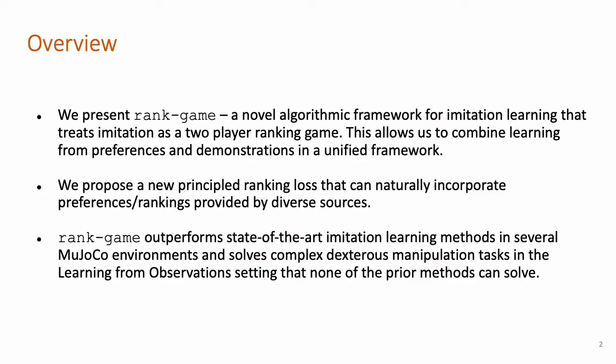We begin with an overview of our work. In this work, we present RankGame, a new framework for imitation learning that allows us to combine learning from preferences and demonstrations. This framework treats imitation as a ranking game for which we propose a principled ranking loss. Finally, we demonstrate that our proposed method outperforms state-of-the-art imitation methods in several simulated environments and can solve complex dexterous manipulation tasks that none of the prior methods could solve.